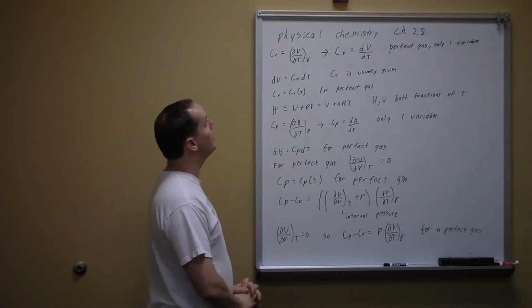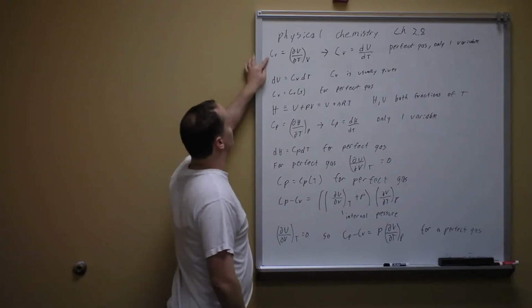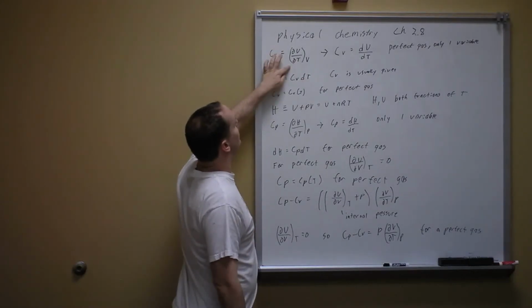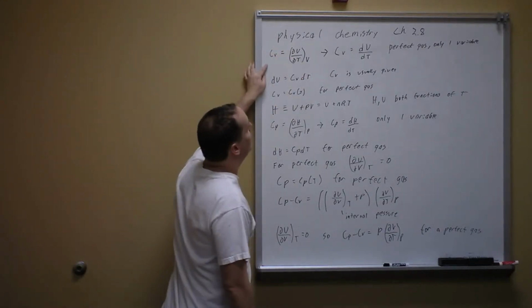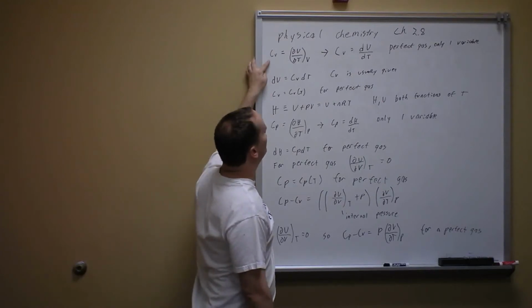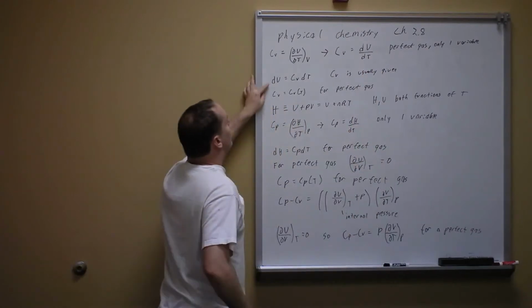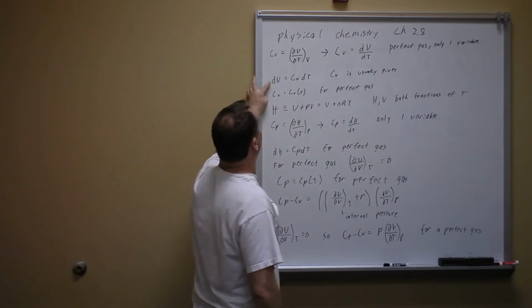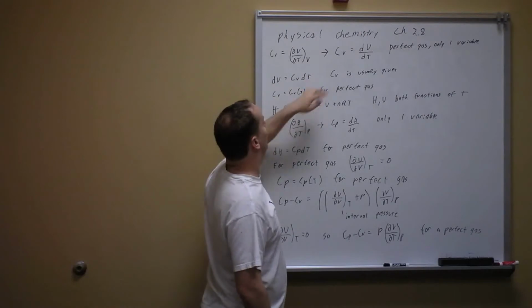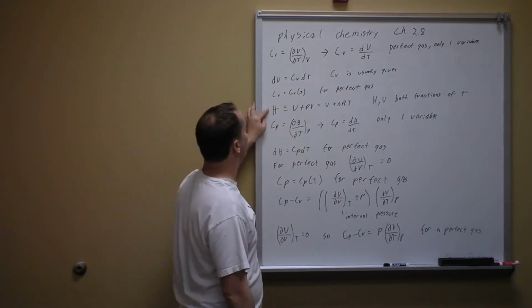Continuing on physical chemistry, chapter 2.8, we know that Cv is equal to the derivative of internal energy with respect to temperature at constant volume. For a perfect gas, there's only one variable. Therefore, we're going to say that Cv is just equal to dU/dT. So we can solve for dU and just get Cv dT. And Cv is a function of temperature only for a perfect gas.